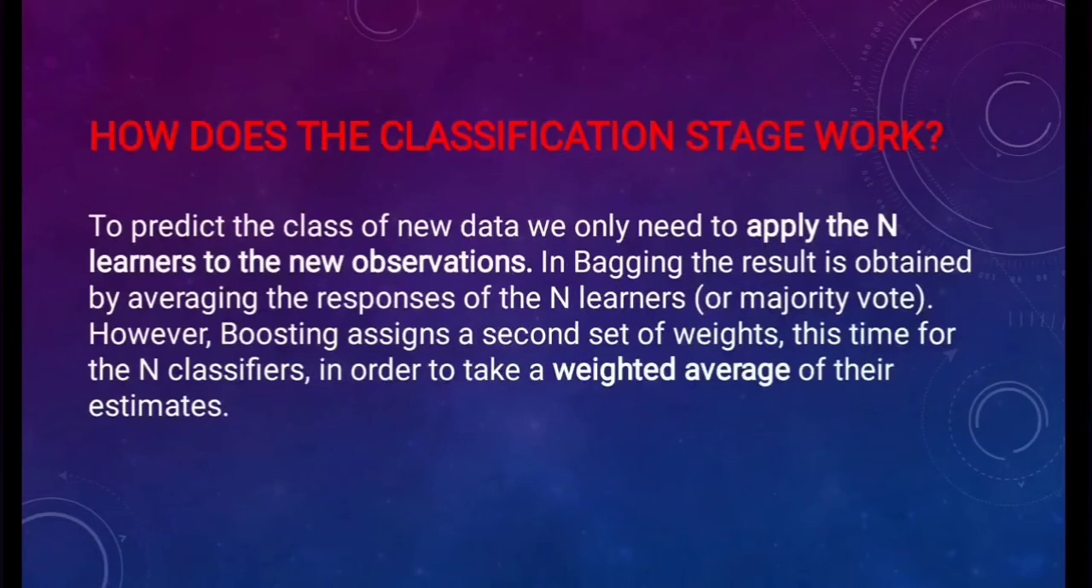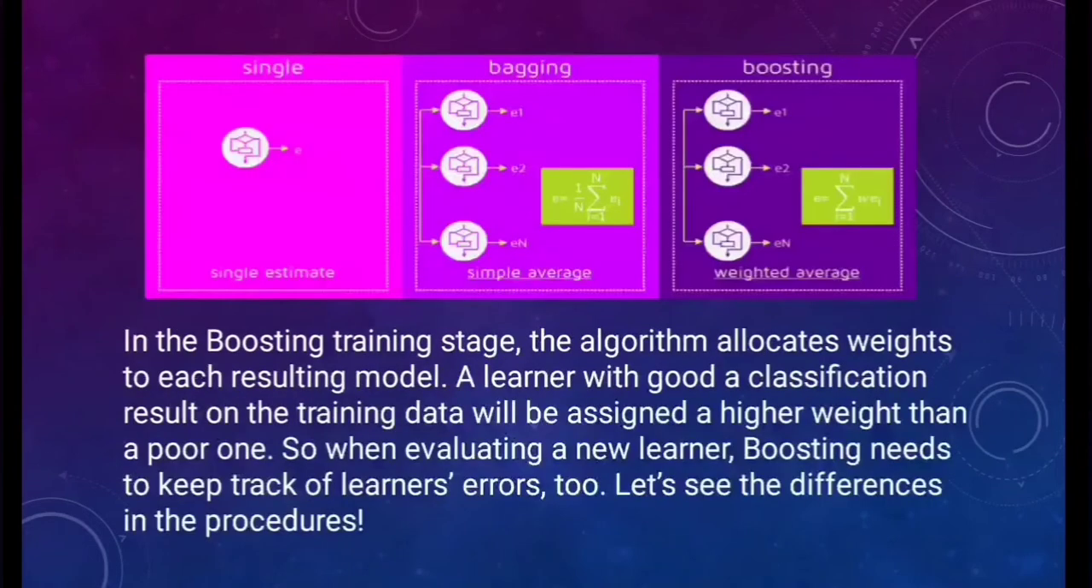How does the classification stage work? To predict the class of new data, we only need to apply the n learners to the new observation. In bagging, the result is obtained by averaging the response of the n learners or by majority vote. However, boosting assigns a second set of weights, this time for the n classifiers, in order to take a weighted average of their estimates. Diagram: single, bagging and boosting. We have single estimate, simple average, and weighted average.